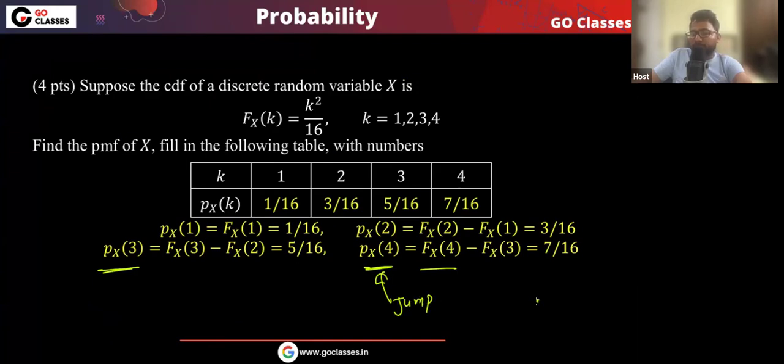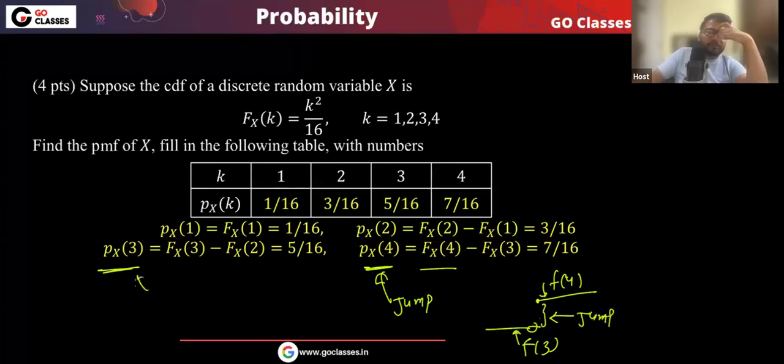Jump will be this f value at 4 and f value at 3. So this is f value at 4. This is capital F value at 3. So this is just a jump that we are interested in, which is a probability, right? These are the jumps. Every probability is just a jump here. Are you getting it?